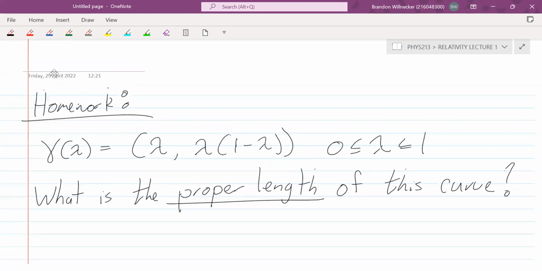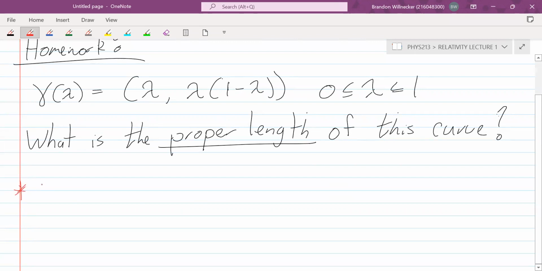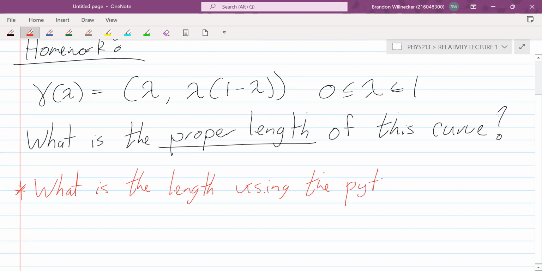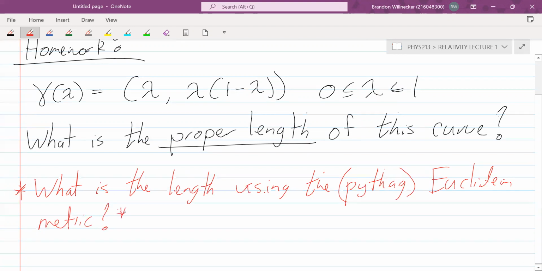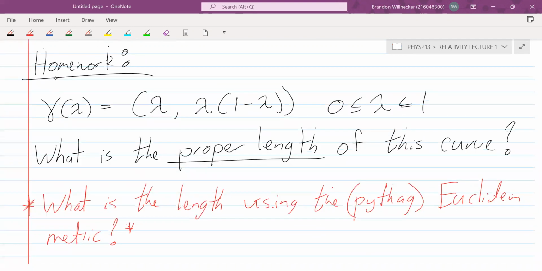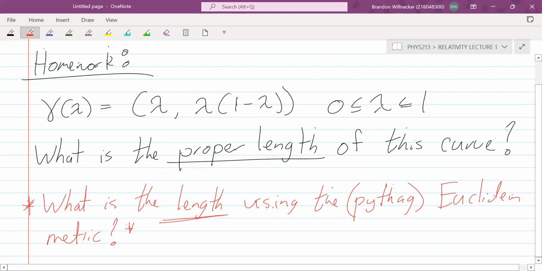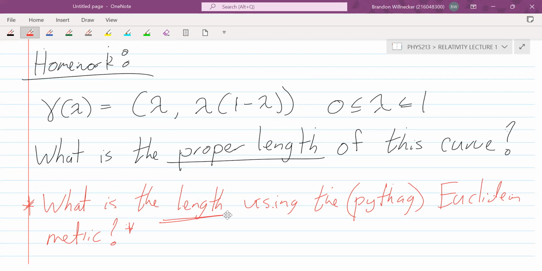And just for curiosity, if you want to try this out, what is the length? I'm not saying proper length, just the length, using the Pythagorean, Euclidean metric. This is just for curiosity, if you want to see what the difference is between the Minkowski metric that gives you the proper length and this Pythagorean Euclidean metric. So this length for the part in red has nothing to do with space-time. It's just a curiosity if you want to see how the metric affects the length.